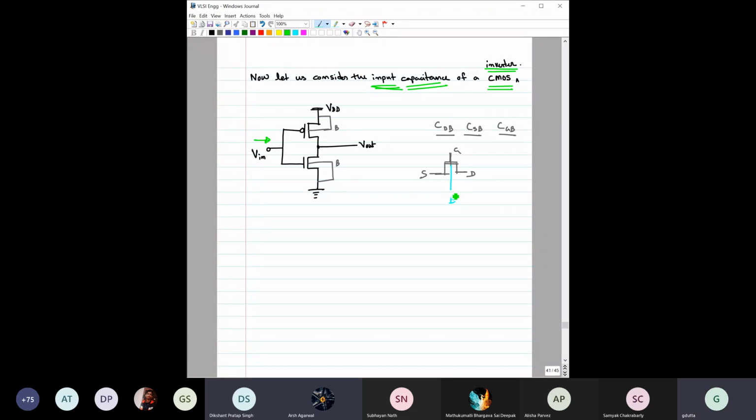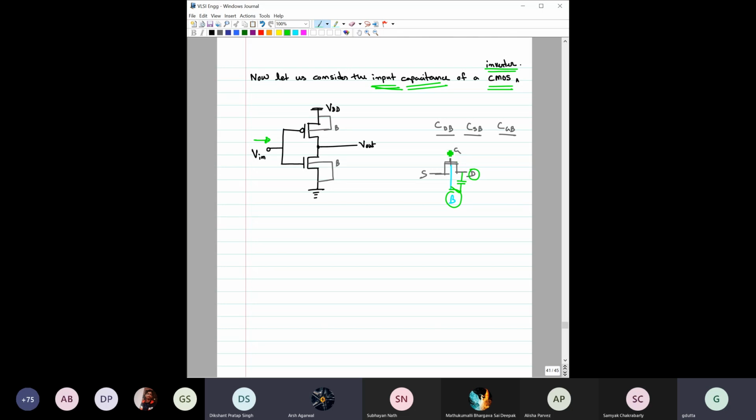Now I have plotted this body. Sir, tell me what CDB is. Instead of CDB, should there be CGS into CDB divided by CGD plus CDB? So, Arsh, please try to understand. You are saying CDB, so CDB is basically this. It is between this drain terminal and body terminal, right? It is not associated with this gate, right?